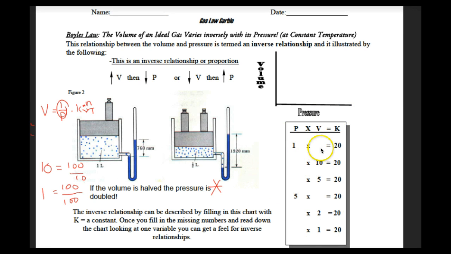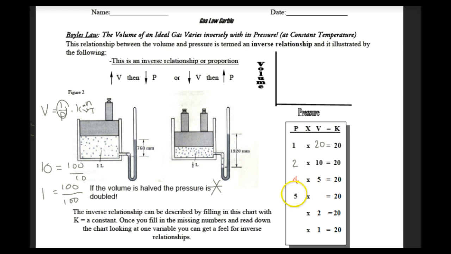Okay, I think this might help you out. If we were going to make the pressure times the volume equal to 20, 1 times what will give you 20? Well, 1 times 20 will give you 20. And if the pressure were 2 and the volume were 10, 2 times 10 gives you 20. And if the pressure were to go up to 4, and we had to keep the constant at 20, then 4 times 5.